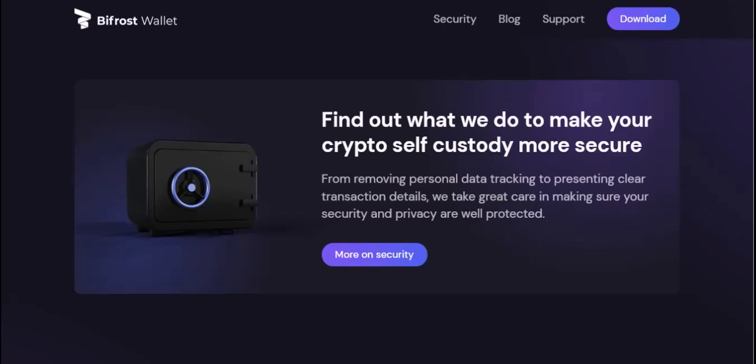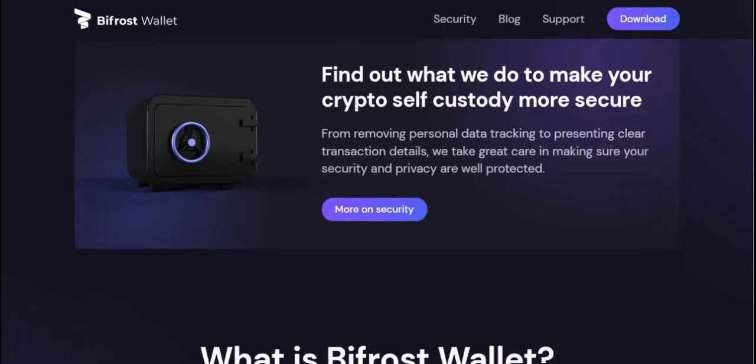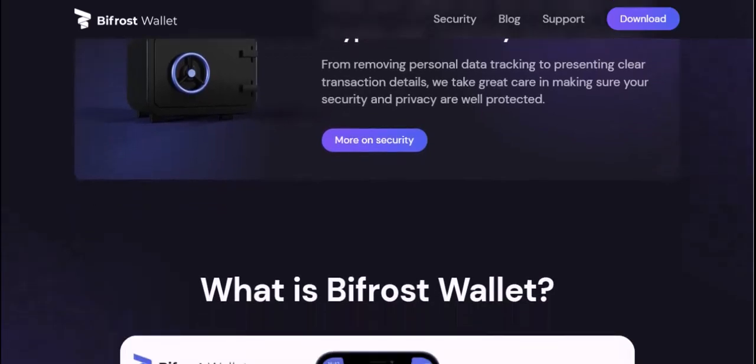Remember, security is paramount in the crypto space. Always double-check the withdrawal address, be wary of phishing attempts or malicious links, and never share your private keys or seed phrases with anyone.